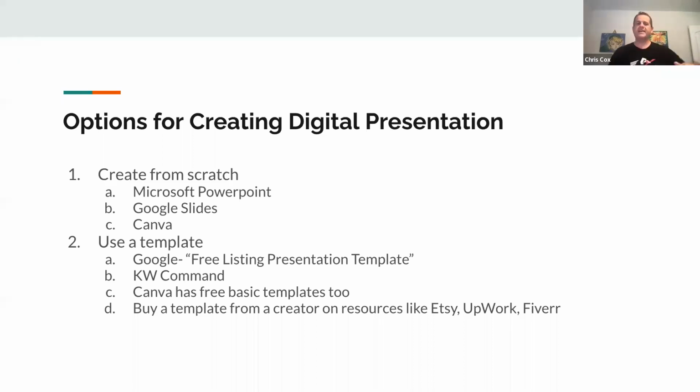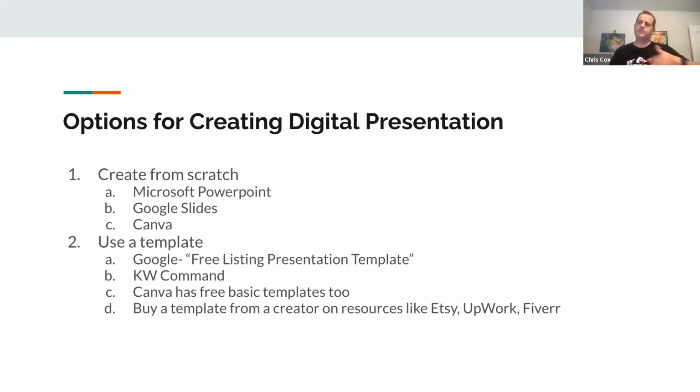Then if you want to take it to the next level and you really don't have the time and resources to create your own from scratch, you can buy a template from a creator. If you go to Etsy.com and type in listing presentation template, they'll have those and a lot of other templates. So you can find Canva templates that you can then edit and make your own.